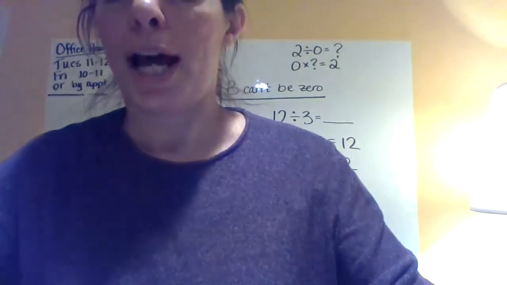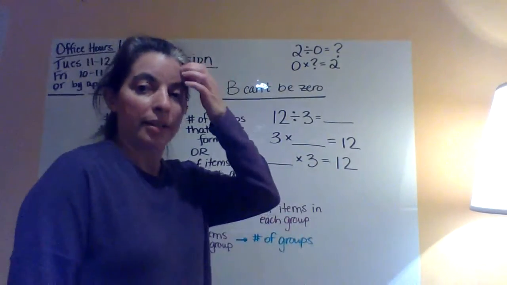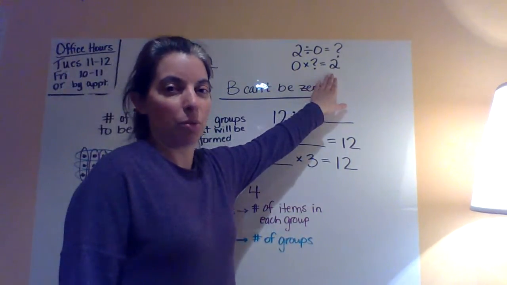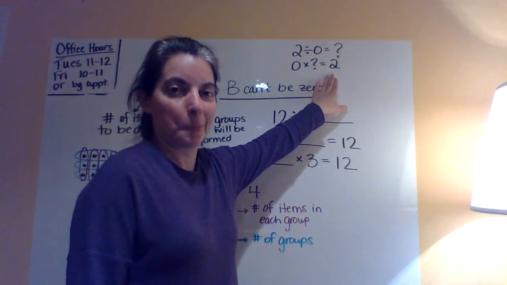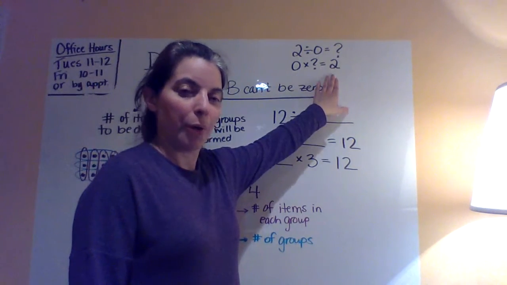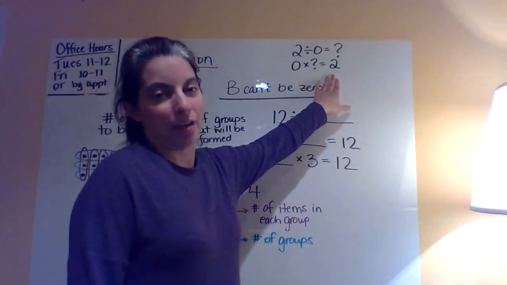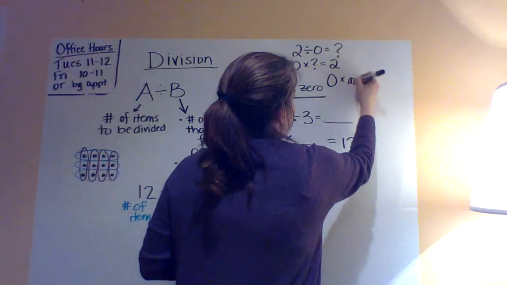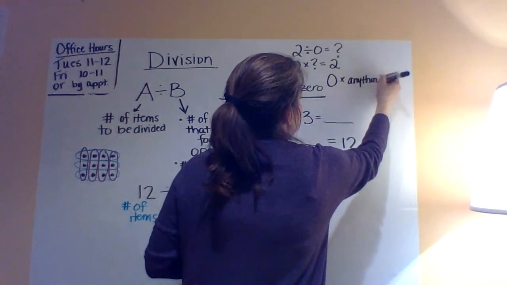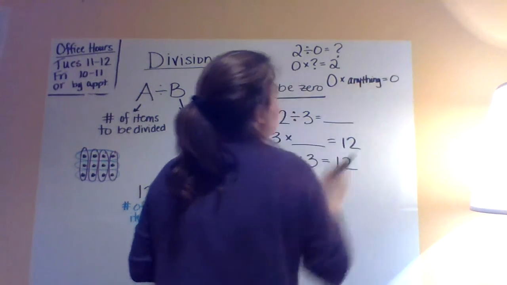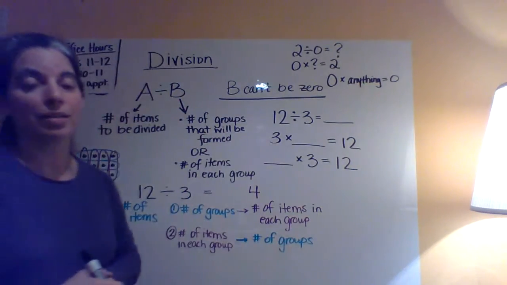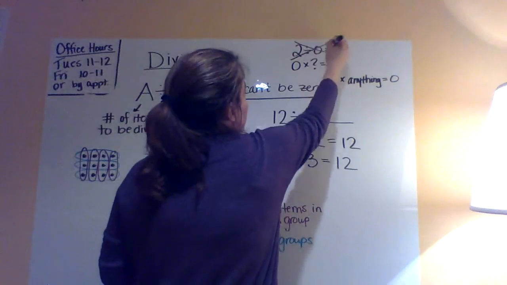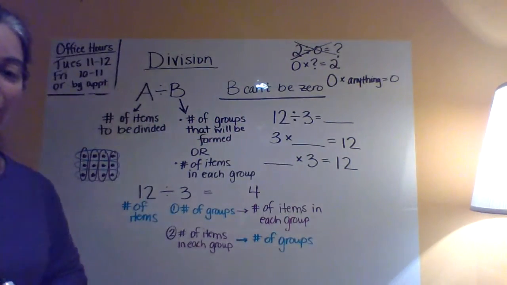Okay, what would I multiply 0 by to get 2? 0 times what equals 2? Well, if you think it through, that can't be possible, because 0 times anything always equals 0. I can never multiply 0 by something and get 2. So this is one representation of why we cannot divide by 0.